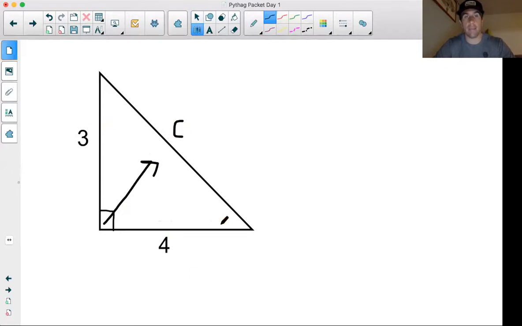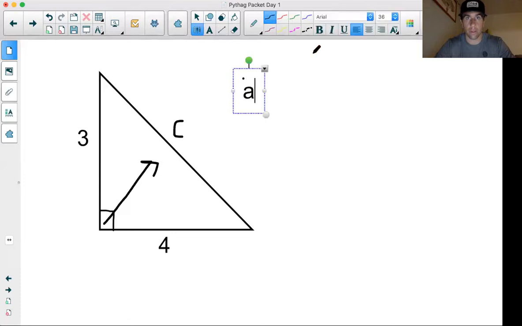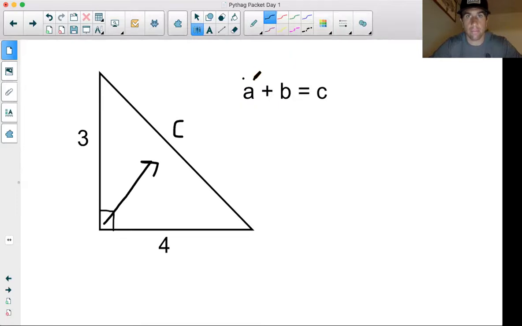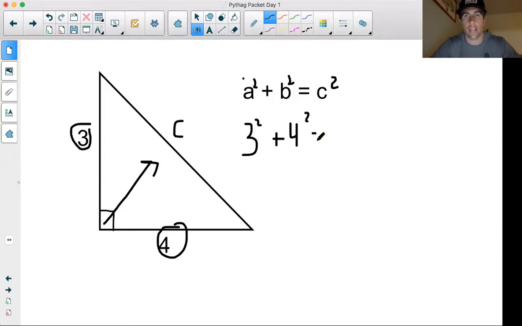I know A and B. So if you do the Pythagorean theorem, which is A squared plus B squared equals C squared. Now, if I plug everything in, what's A and B, guys? Well, A and B are 3 and 4 because they're the 2 smaller sides. So now I have 3 squared plus 4 squared equals C squared. Now, what are we solving for? C.